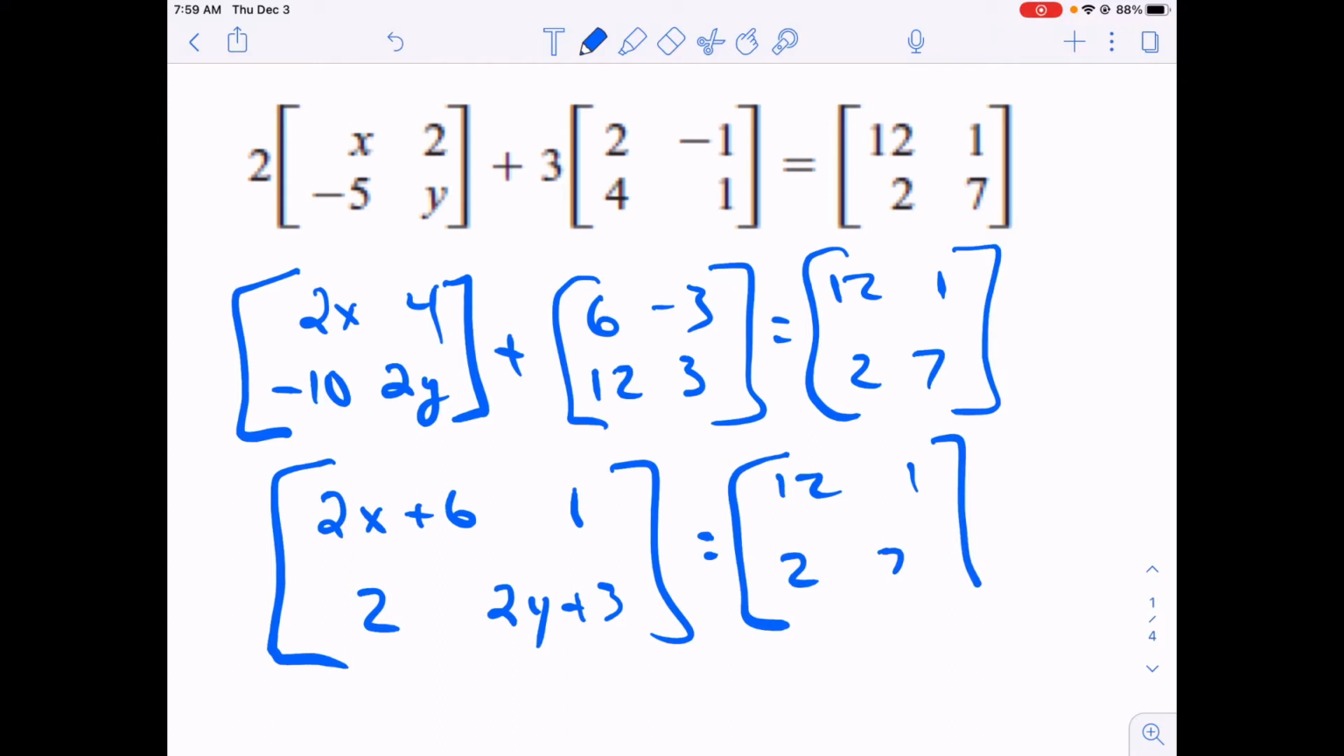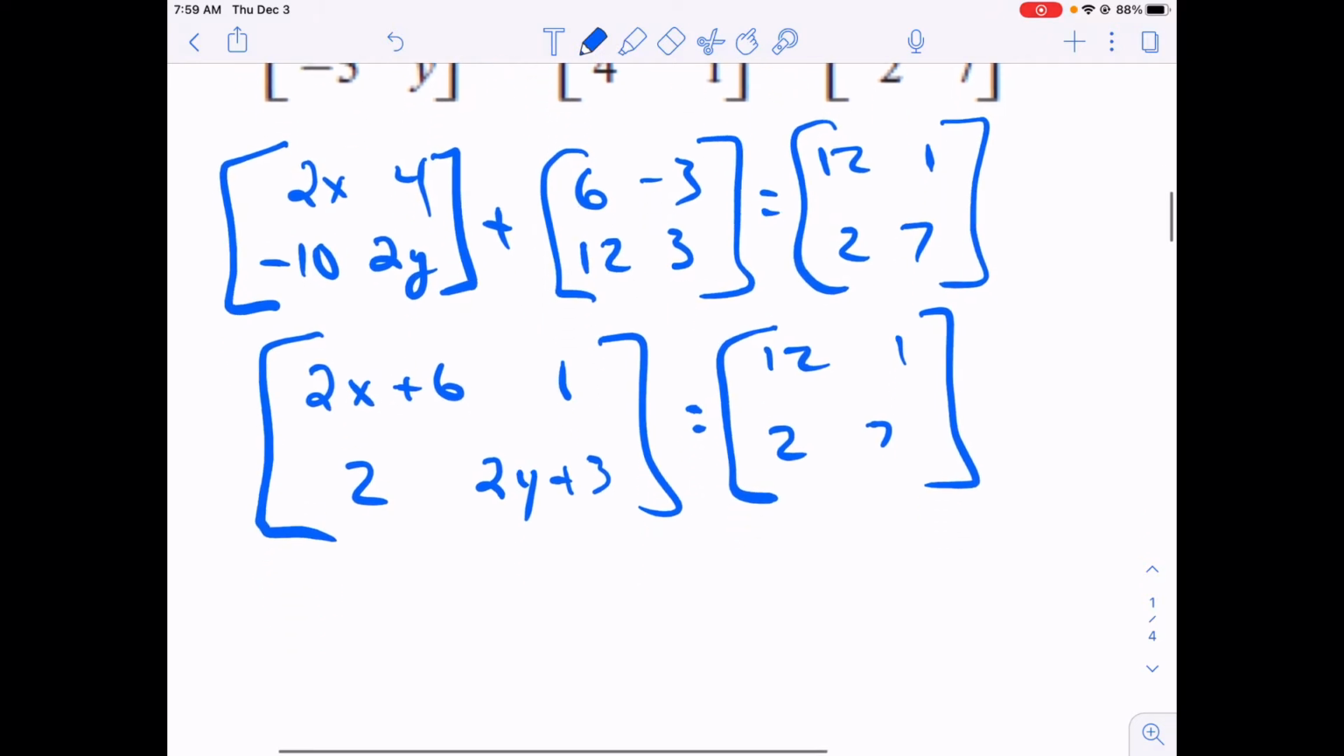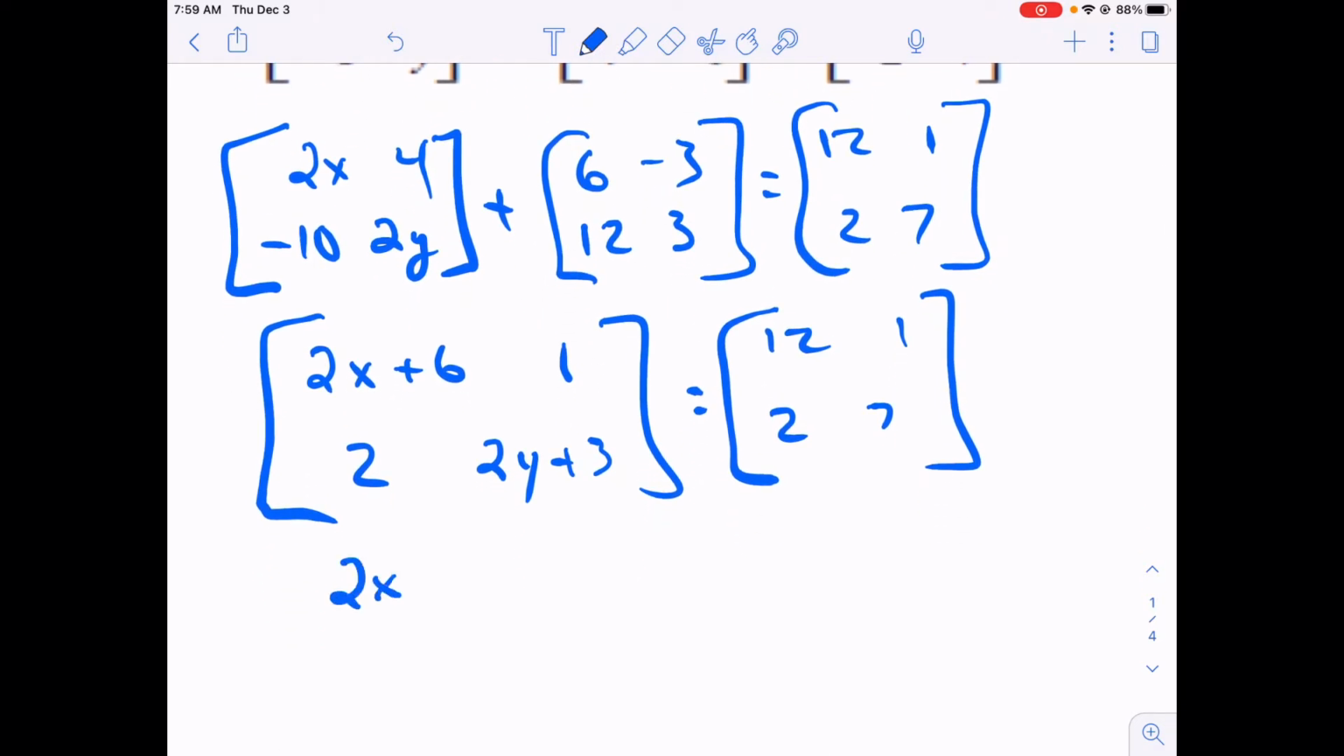Now right here you can kind of look and see, well, look, the 1 and the 1 are good. That's kind of done already, right? The 2 and the 2 are done. So that's nice. So all we got to do now is, 2y plus 3 equals 7. All right, and the 2x plus 6 equals 12. That's the only thing we got to do yet. So here we go with my two equations. 2x plus 6 equals 12. And the other one was 2y plus 3 equals 7.